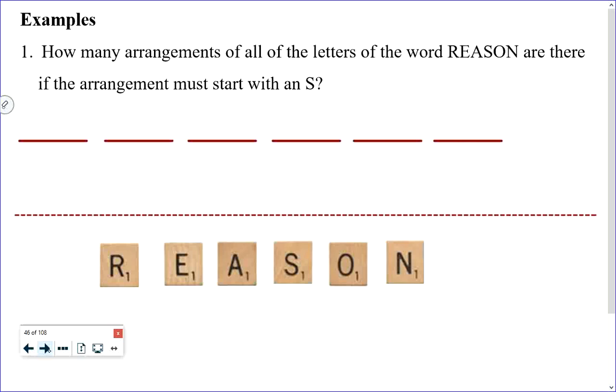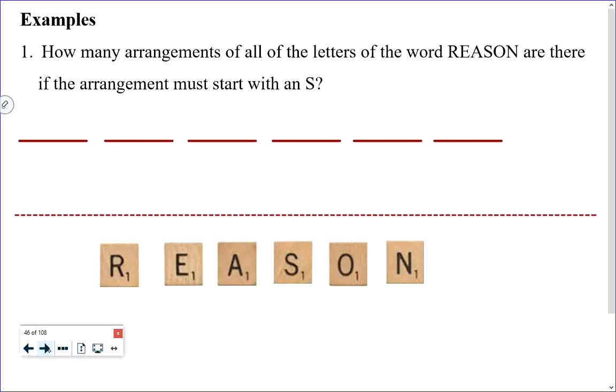How many different arrangements of all of the letters of the word reason are there if the arrangement must start with S? So first of all, there are 1, 2, 3, 4, 5, 6 things we have to arrange, so you should write 6 blanks.